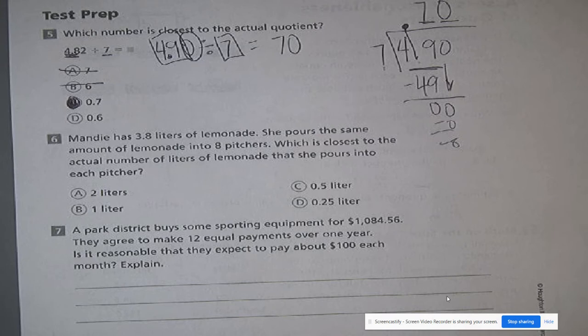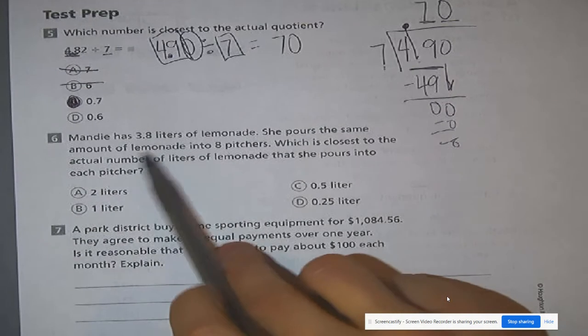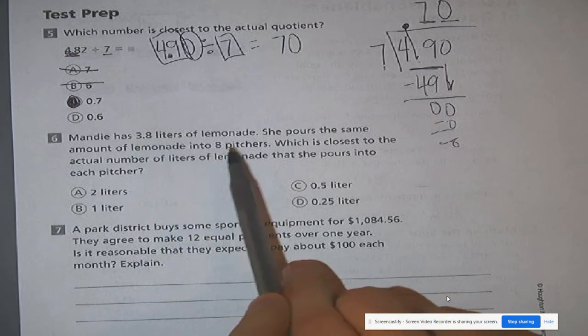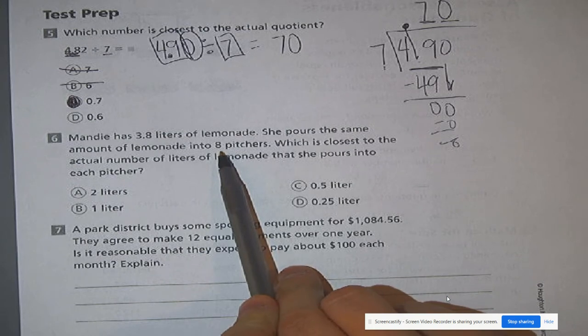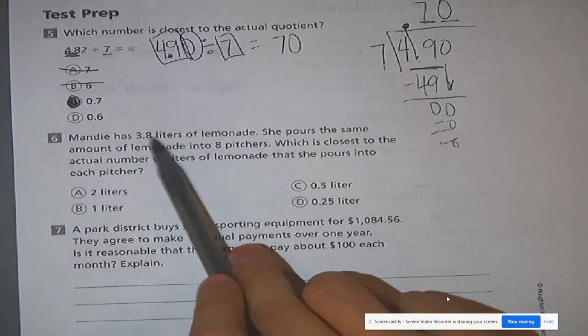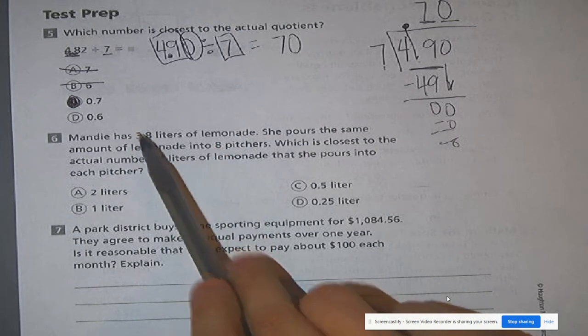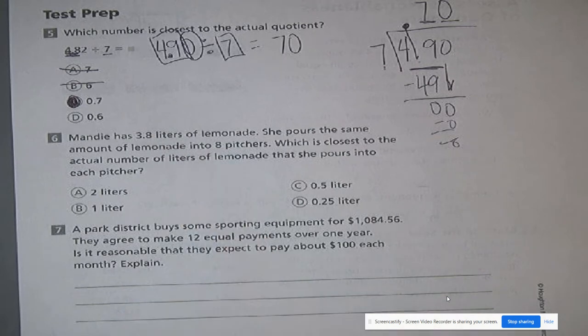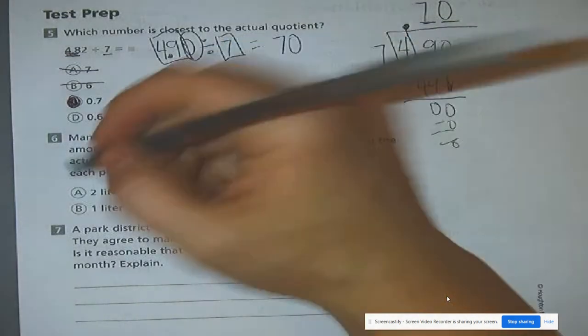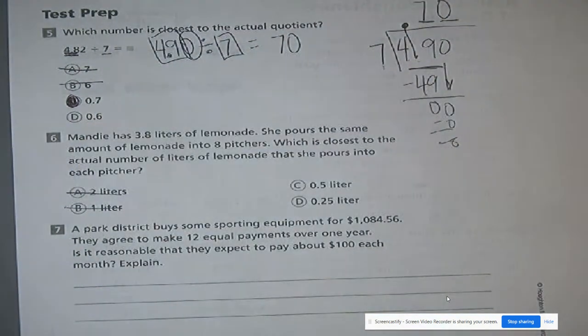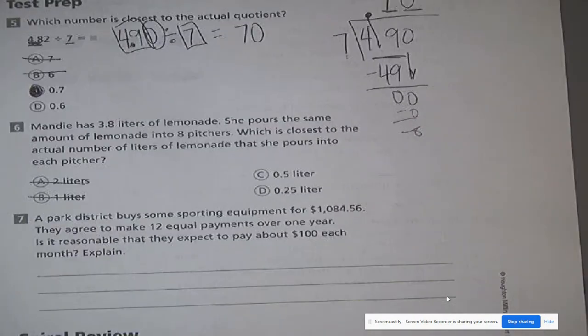She pours the same amount of lemonade into 8 pitchers. Which is closest to the actual number of liters of lemonade that she pours into each pitcher? Okay, again, I have 3 liters. I'm putting it into 8 pitchers. Do I have enough liters to give every one of these pitchers 1 whole liter? I don't. So I know automatically that my answer is not going to be a whole number. So I can automatically cross out those 2 answers.